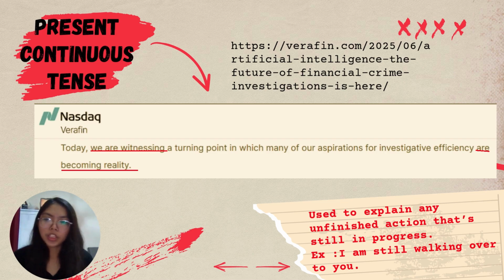For a better look at the verbs, we will be using a passage from the article Artificial Intelligence, the Future of Financial Crime Investigation is Here. Our passage is: Today, we are witnessing a turning point in which many of our aspirations for investigative efficiency are becoming reality. Right. So, are witnessing is the present continuous tense because it is using are and witnessing, which has the verb witness. Are becoming is also a present continuous tense because again we are using are and becoming, which has the verb become.